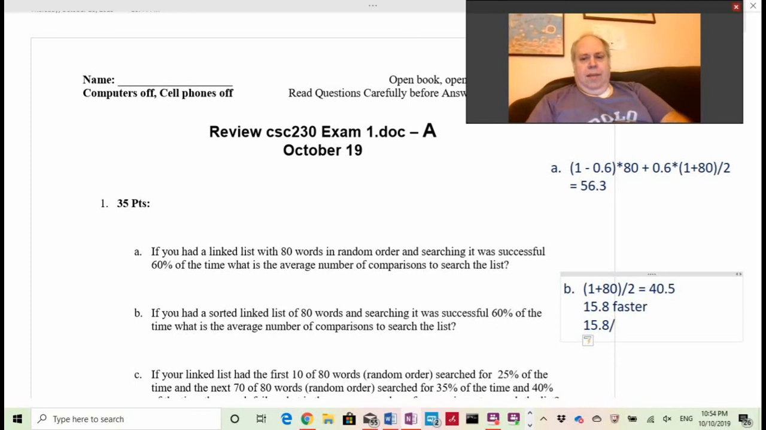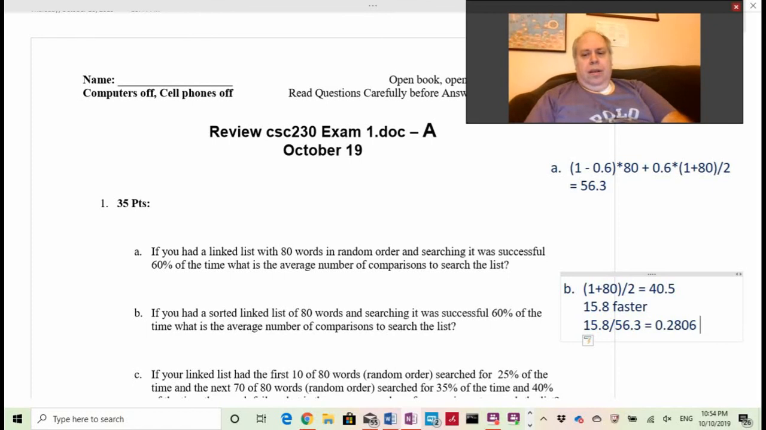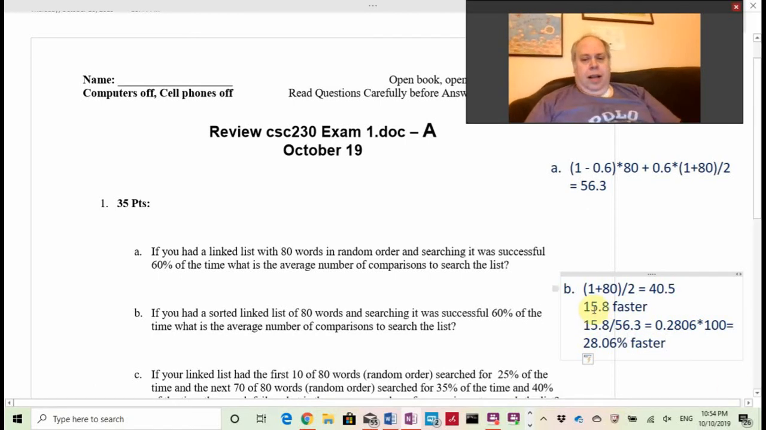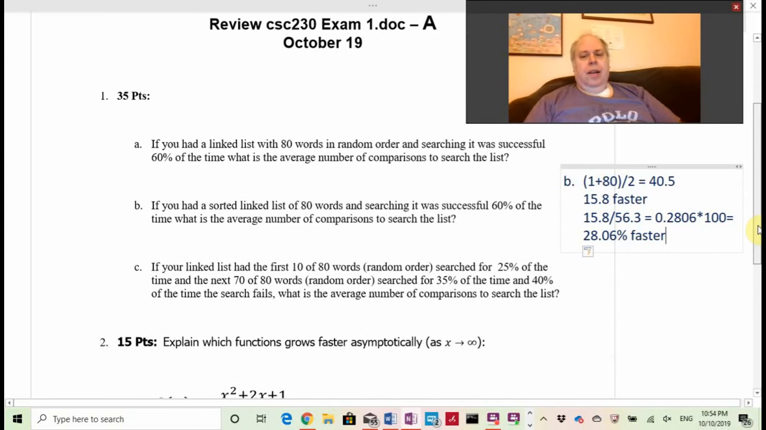15.8 divided by 56.3 equals 0.28, times 100, 28.6% faster. These are not required, but they're sort of nice to know. So sorting the list gives us a little more than 25% faster, about 28% faster.